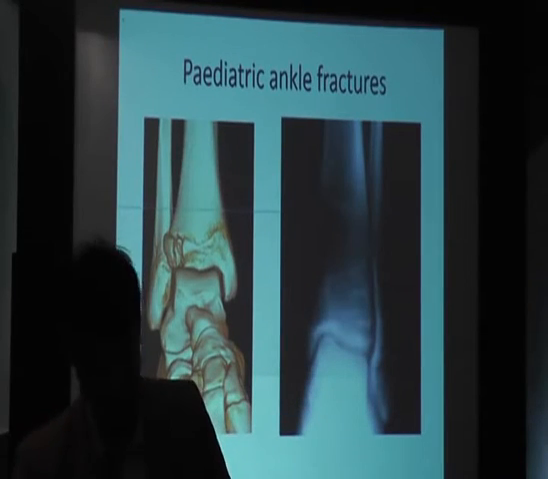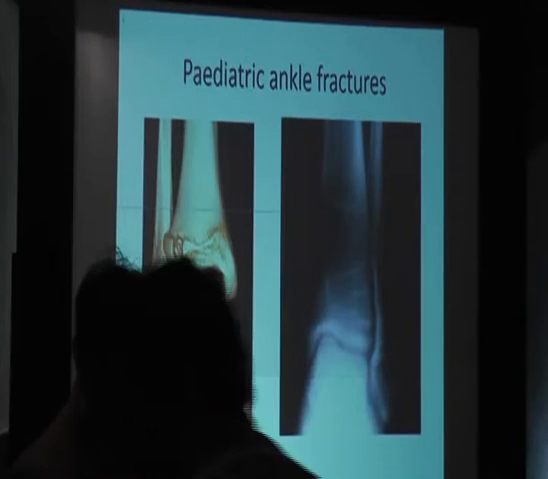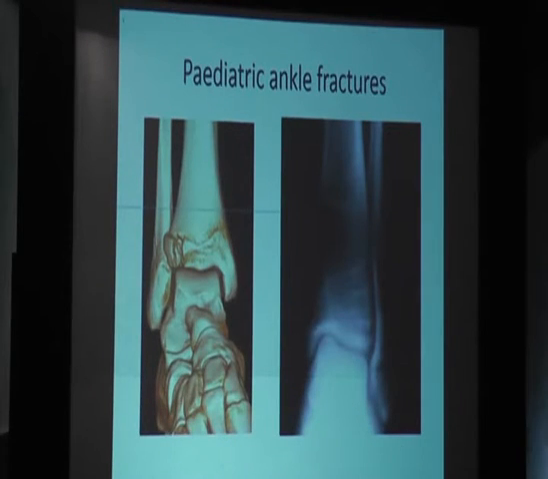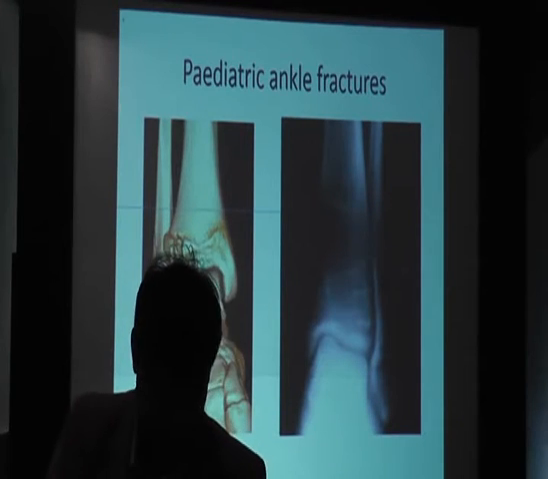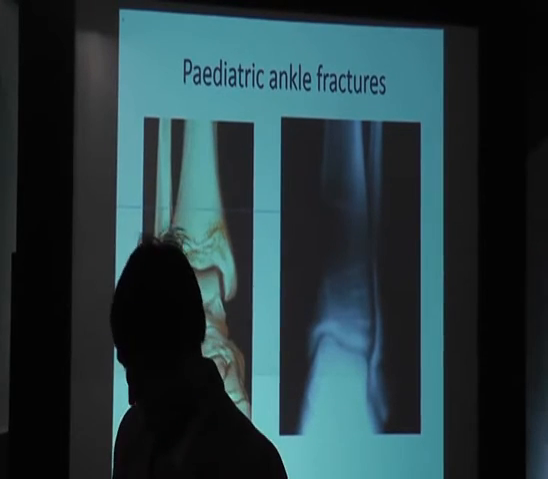So the whole idea of this talk is: we'll not be able to prevent premature physeal closure, but we should be able to minimize the risk of it.